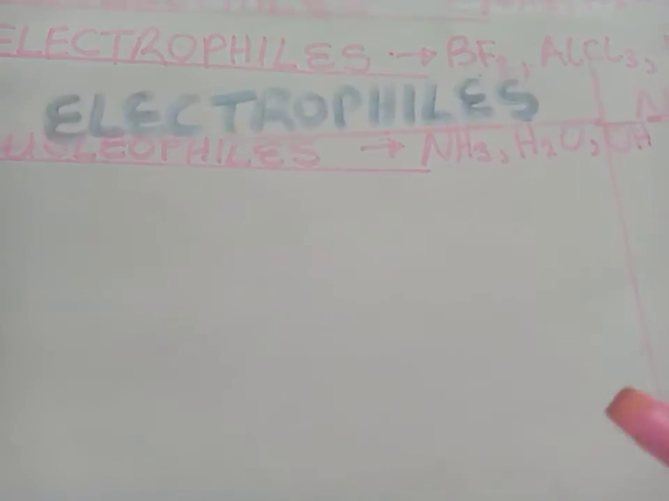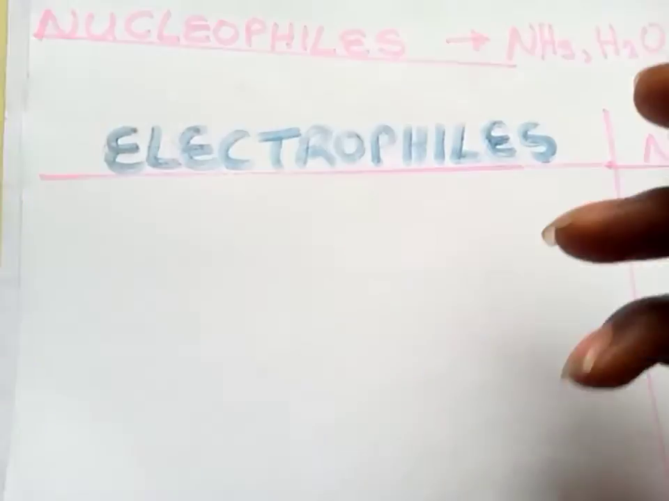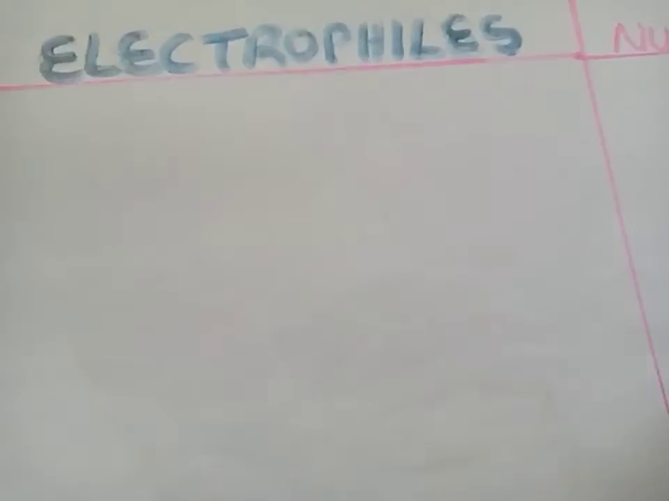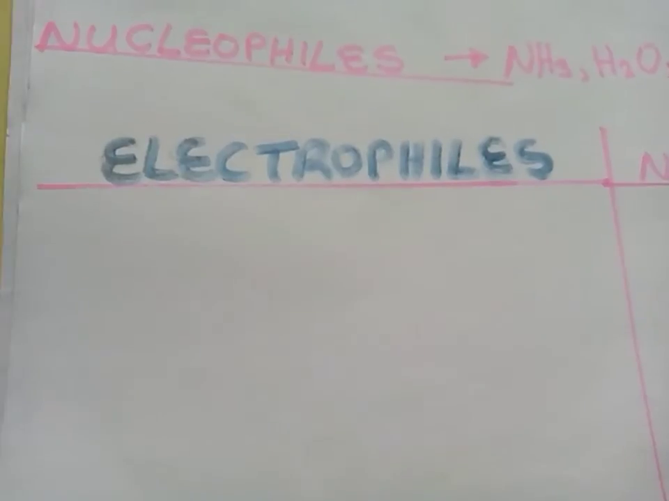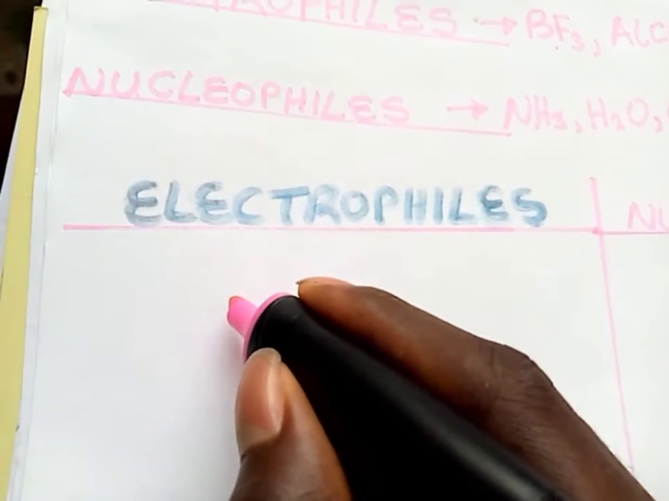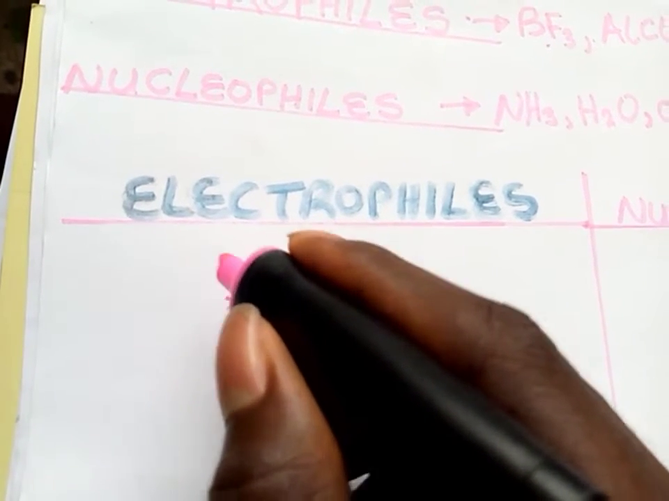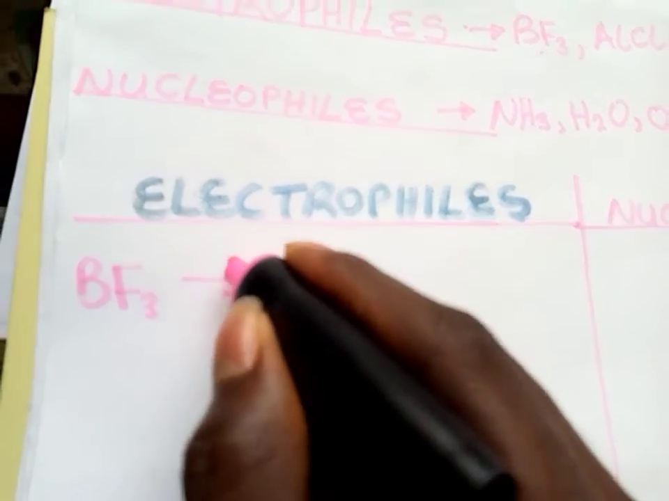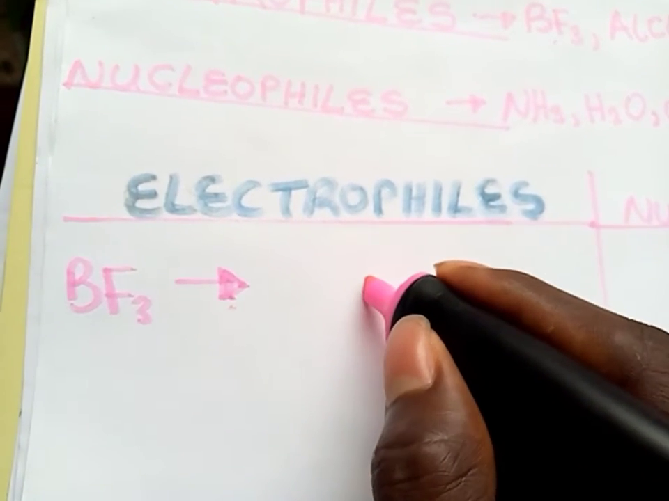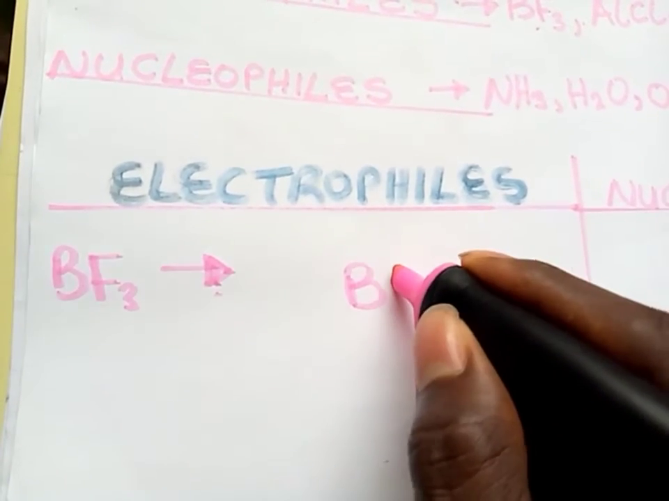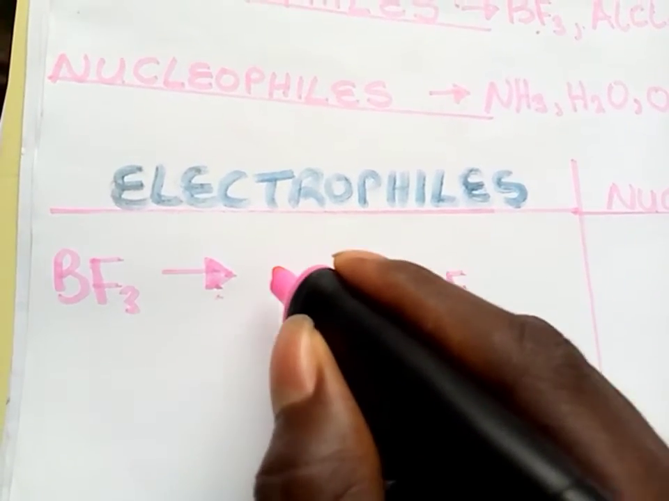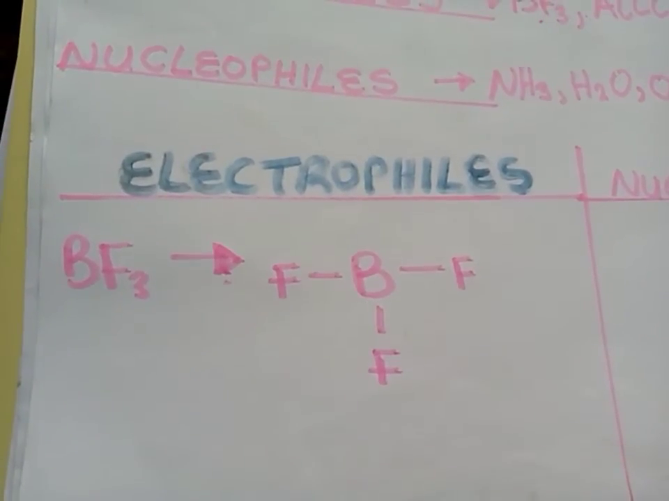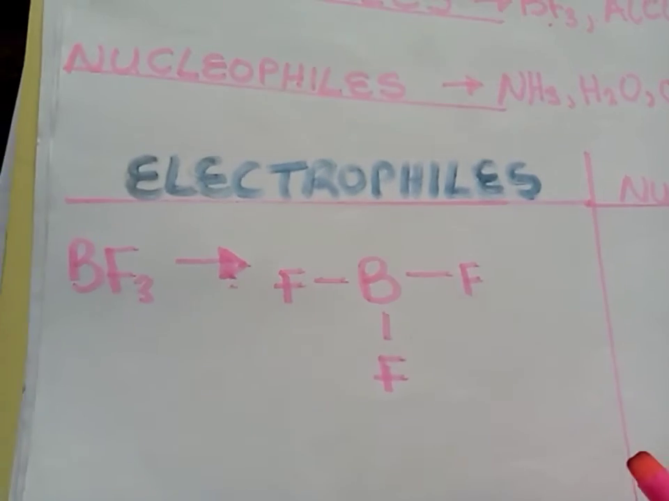We'll look into their structures now. Let's look at the structure of boron fluoride. Like we said earlier, electrophiles are those ones that need electrons. They need electrons. So look at their structure. They don't have lone pairs of electrons. So boron fluoride, let's look at its structure to see if it has a lone pair of electrons or not. So boron is the central atom attached to the fluorides. So as you can see, it doesn't have a lone pair of electrons.